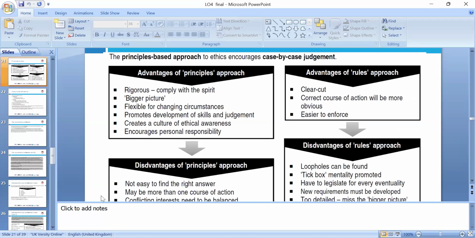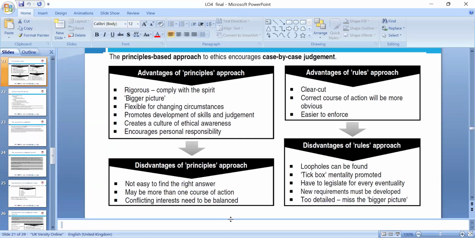Principle is more about the moral. We can set up our own standards and skills, ethical cultures. The disadvantage is that it's not easy to find the right answers, because ethics can differ between different people, or the culture within our organization can be different.